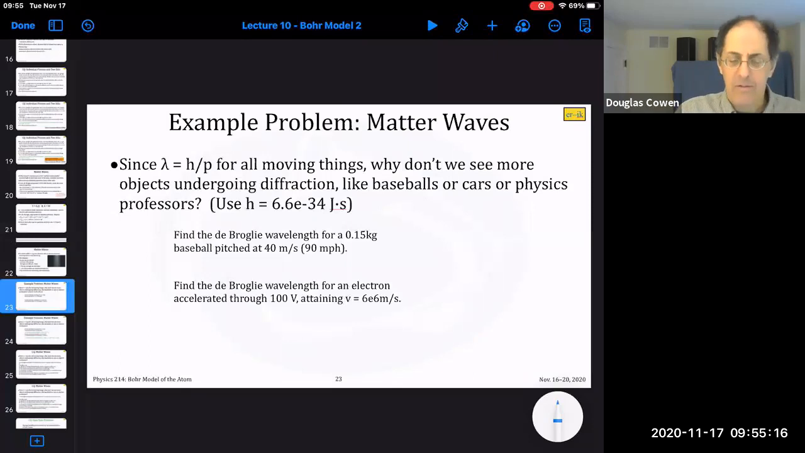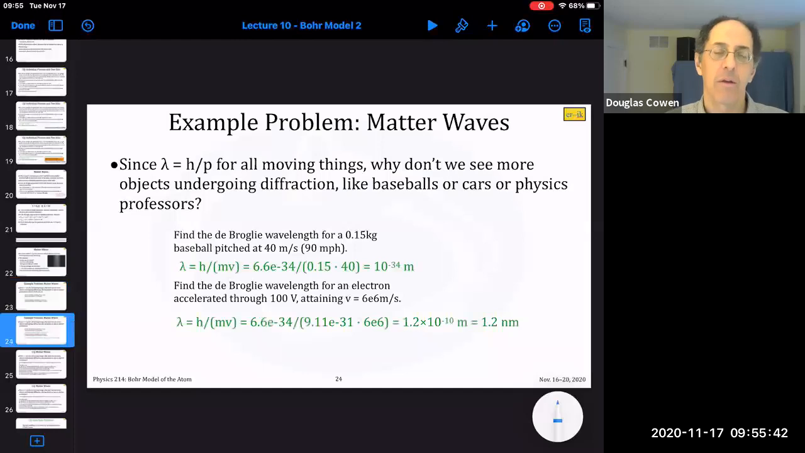Okay, well, let's extrapolate this. If wavelength is h over p for moving things, why don't we see more objects undergoing diffraction, like baseballs or cars or physics professors? I see that I'm just about out of time, so let me just finish with this. Let's find the de Broglie wavelength for a baseball pitched at 40 meters per second and for an electron accelerated to 100 volts. And what you see is that the de Broglie wavelength for a baseball is incredibly small.